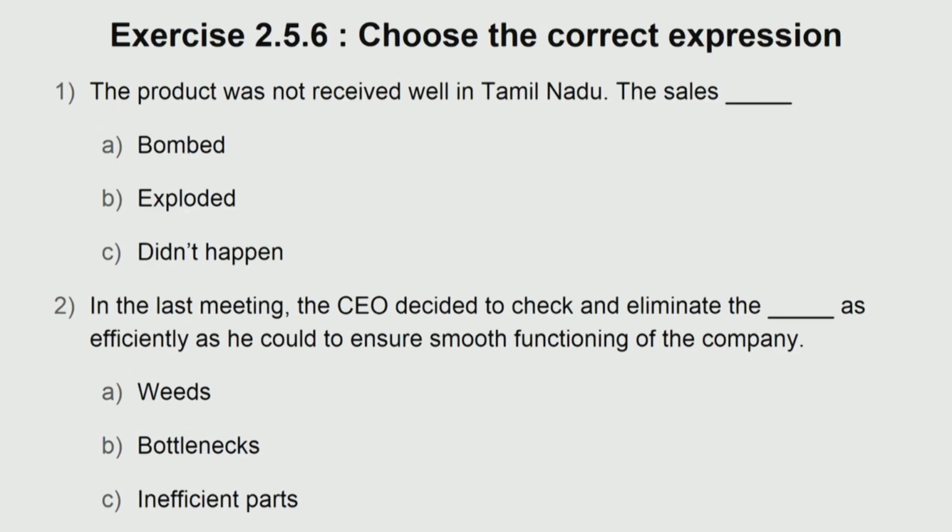Next exercise, choose the correct expression. First one, the product was not received well in Tamil Nadu. The sales dash. A. Bombed, B. Exploded, C. Didn't happen. 2. In the last meeting, the CEO decided to check and eliminate the dash as efficiently as he could to ensure smooth functioning of the company. A. Weeds, B. Bottlenecks, C. Inefficient parts.